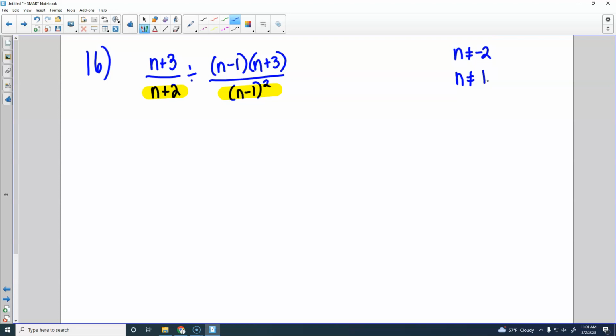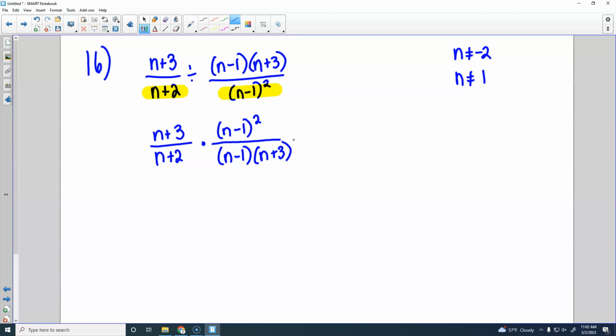How do we divide fractions? Flip the second and multiply. So dividing fractions, easy as pie, flip the second and multiply. So that is going to make this look like this: n plus 3 over n plus 2 times n minus 1 squared over n minus 1 times n plus 3. So that second fraction flips.